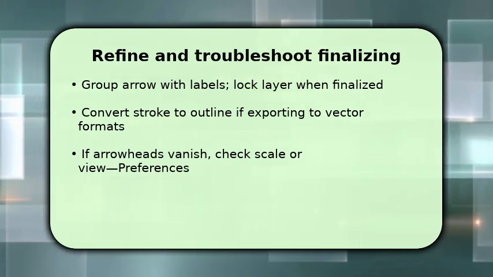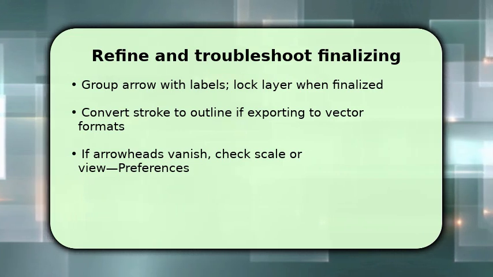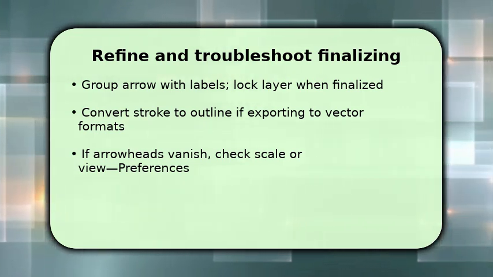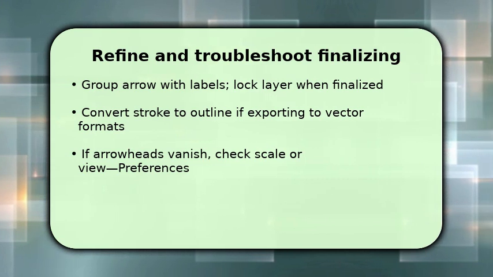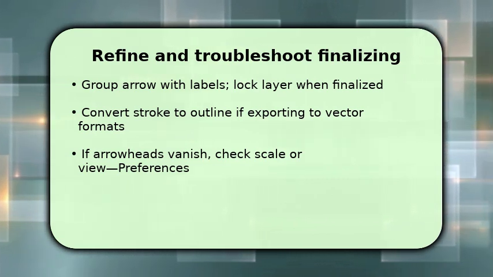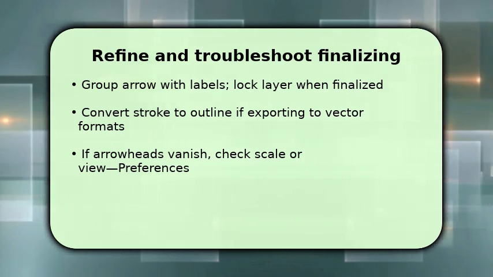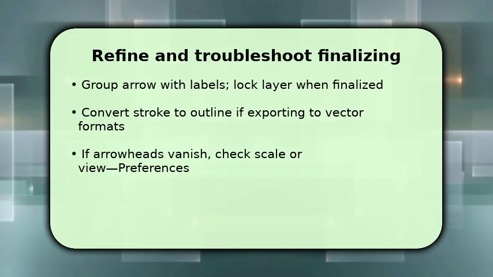Once done, test print or export to PDF and inspect arrow scale and alignment. If arrowheads disappear or look wrong, make sure stroke scale isn't 0 and that overprint preview or GPU performance isn't hiding display. Change preferences and reapply arrowhead settings if needed.